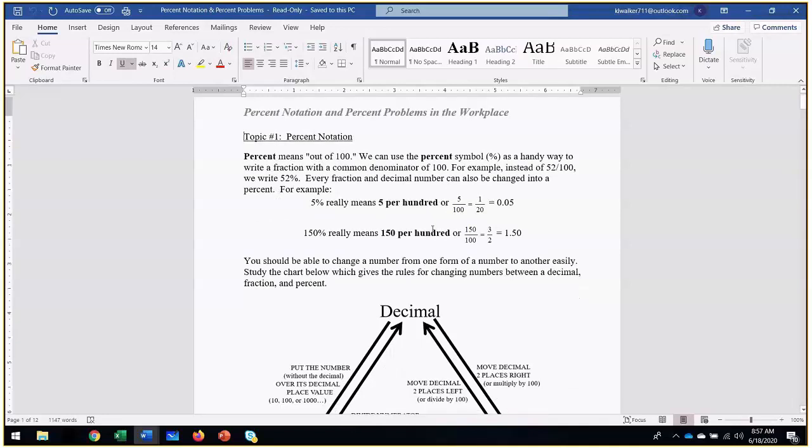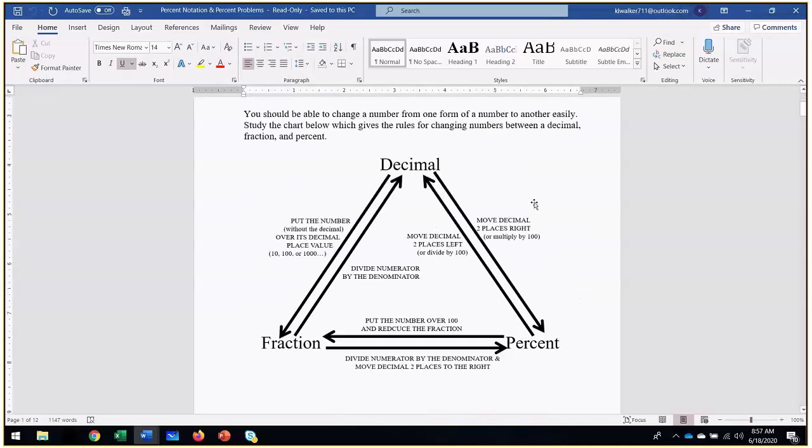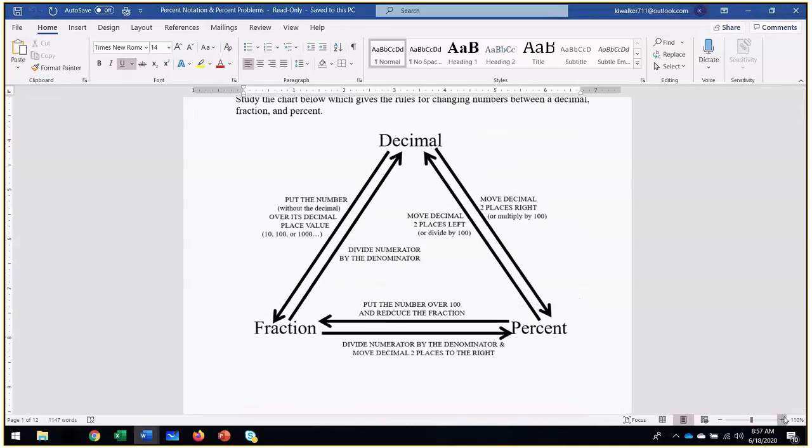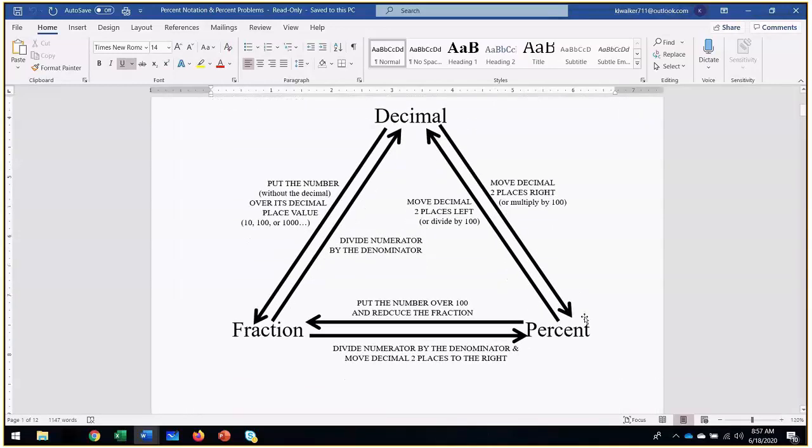That also means when you are converting back and forth between all three of these, anytime you're working with a percent, whether you're taking the percent sign off or putting it on, you're either going to be multiplying by 100 or dividing by 100. That's never going to change.